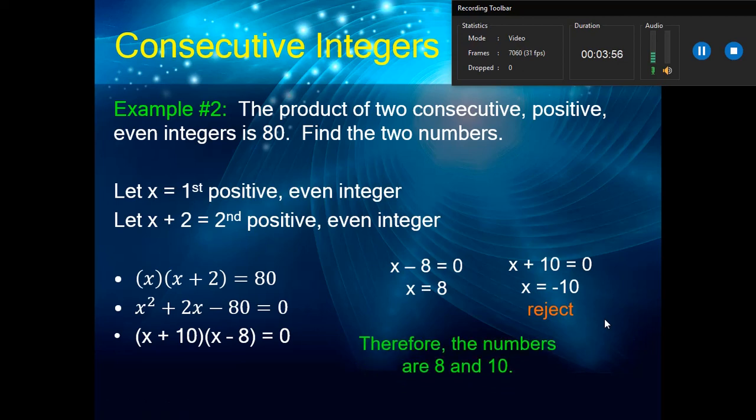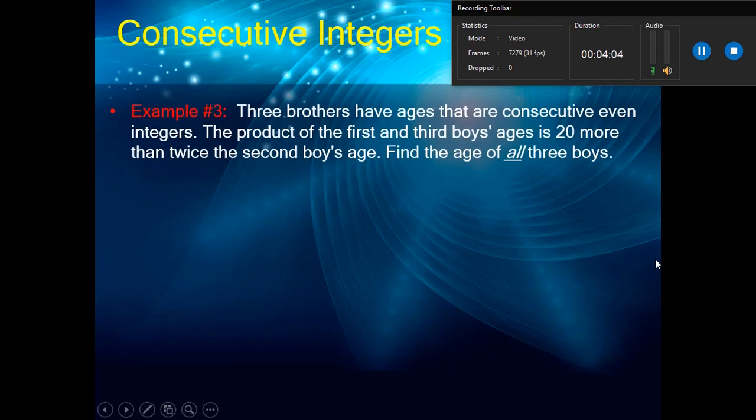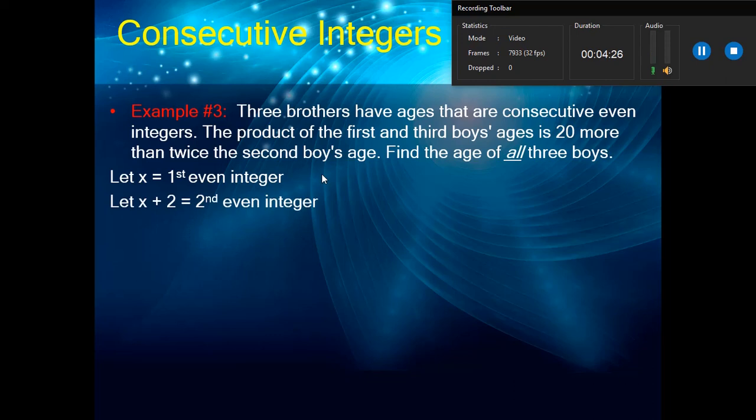The numbers that we're looking for are 8 and 10. In example 3, it says we have 3 brothers have ages that are consecutive even integers. The product of the first and the third. All right, let's define our terms before we decipher this. So x is our first brother. It's an even integer. But I need to jump 2 digits to get to the next even integer, so x plus 2. And then there's 3 boys, so 2 more digits away is x plus 4.